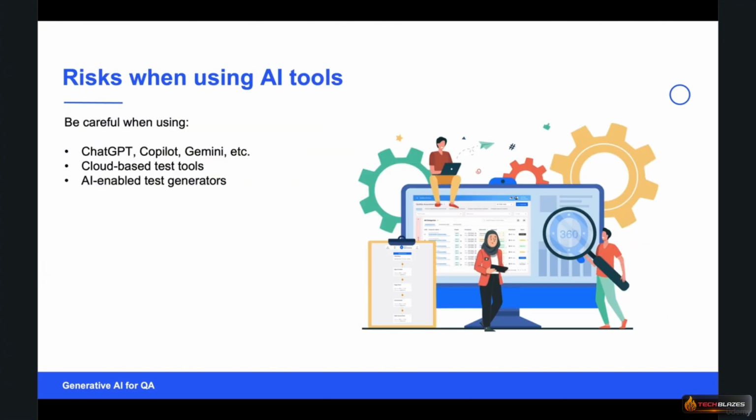Here's where AI adds a new layer of risk. When we use tools like ChatGPT, Microsoft Copilot, or any cloud-based AI, we don't always control what happens to the data we enter. If you paste real customer data or production logs into ChatGPT, that data leaves your organization's secure environment. Even if the platform says it doesn't store inputs, you can never be 100% sure. So, never share confidential or production data with public AI tools.